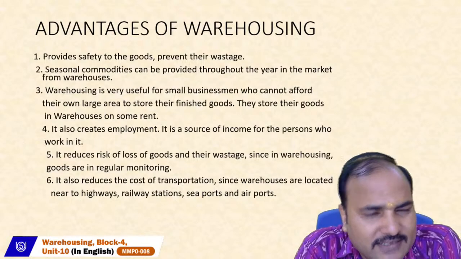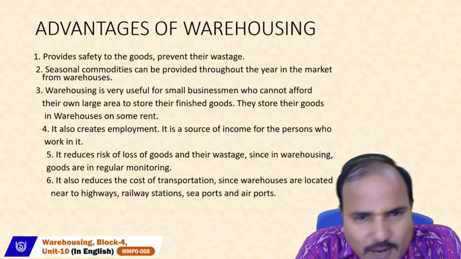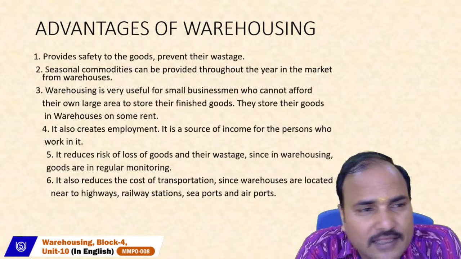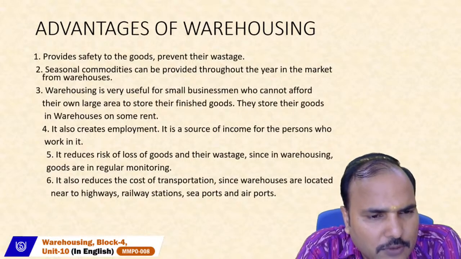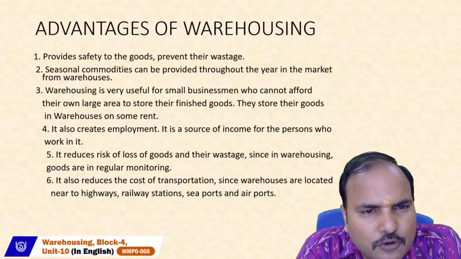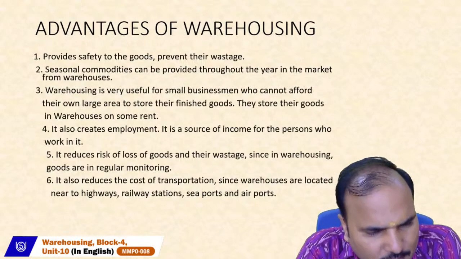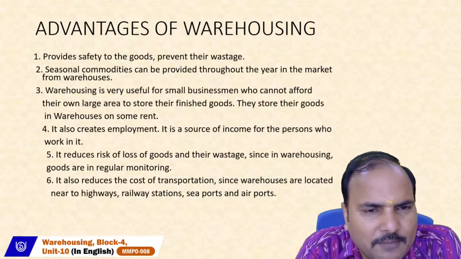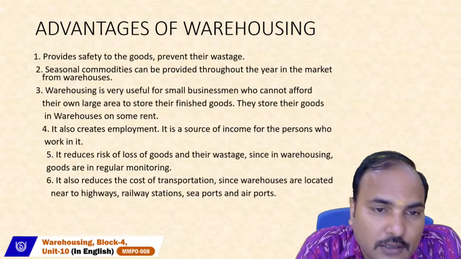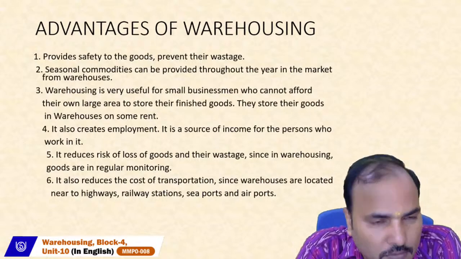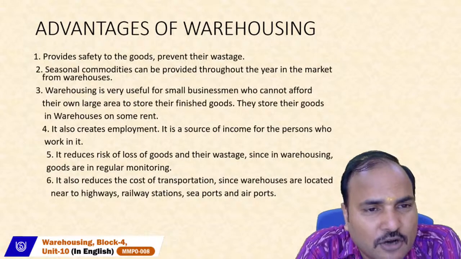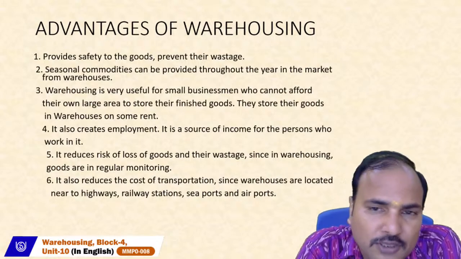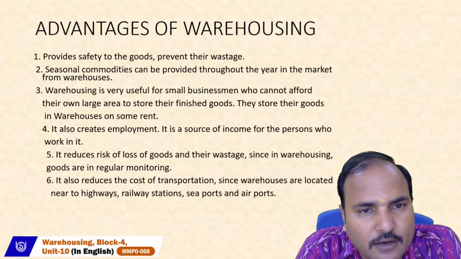Second advantage is seasonal commodities can be provided throughout the year in the market from the warehouse. You can take the example of any vegetables. Do you think all the vegetables are produced throughout the year? No. They are produced for a small period of time, but they are available throughout the year. How is it possible? By the help of the warehouse. So different seasonal products or commodities we can get throughout the year by the help of the warehouse.